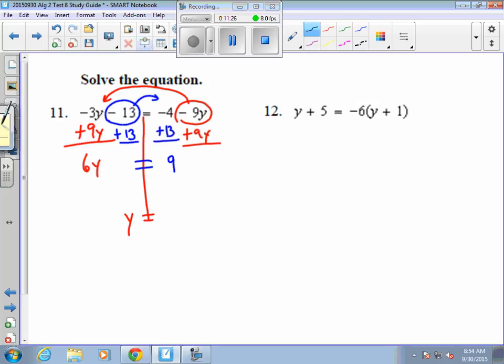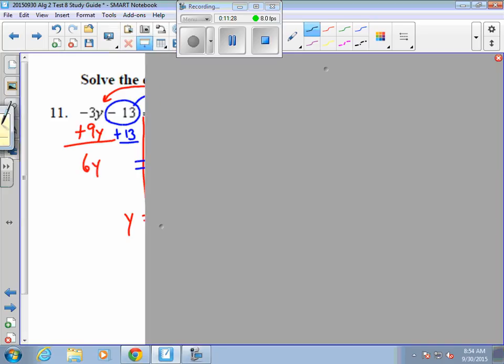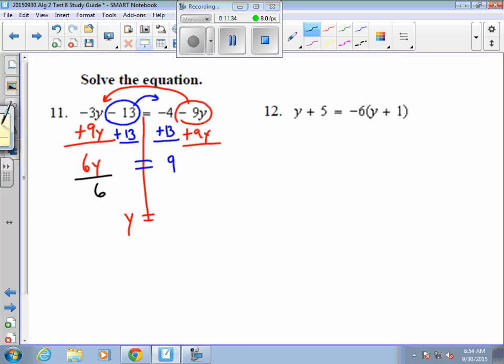You want to get y by itself, so undo whatever 6 times something is. Divide by 6. If you divide the left by 6, divide the right by 6. Now we have y's value is equal to 9 over 6. We know the number 3 goes into 9 3 times, and it goes into 6 2 times. So y equals 3 halves.